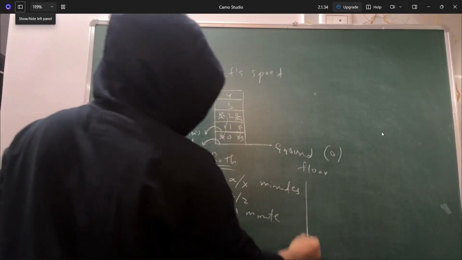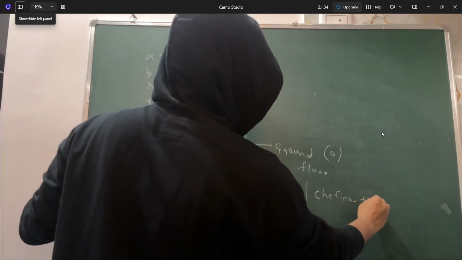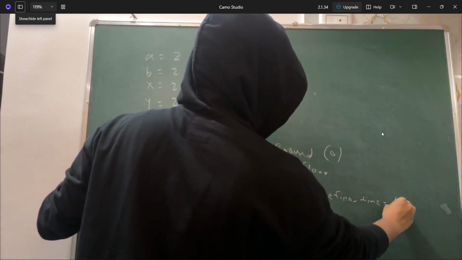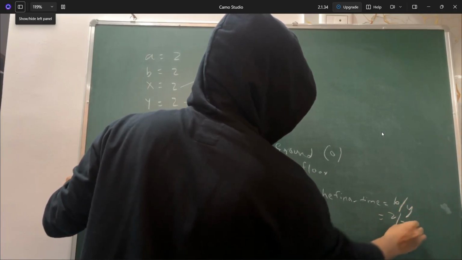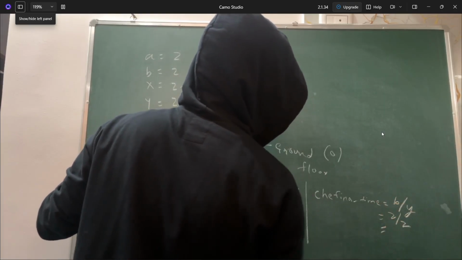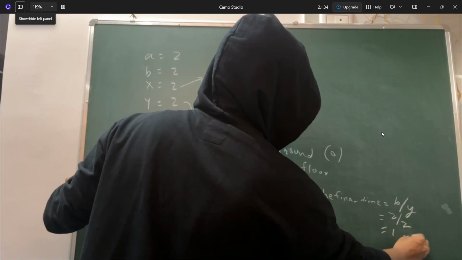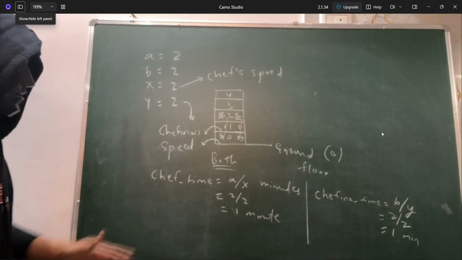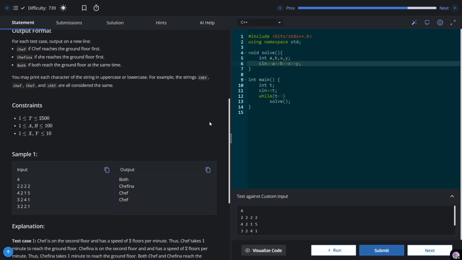In the same way, Chefina's time will be, since she is at floor B and her speed is y, and in this example both are 2, she is at the second floor and her speed is 2 floors per minute, so it is also 1. So we have 1 minute. Both of them will reach in 1 minute, so we'll have to print both. In the first case we have the answer both. Let's take the second example, 4 2 1 5.